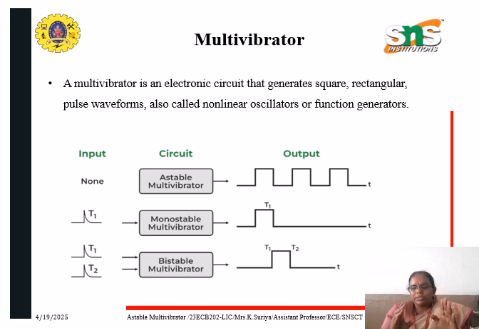Next one is bistable multivibrator. So in bistable multivibrator, you will be having two stable states. So the output will switch between the two stable states with the help of two trigger pulses. So when first trigger pulse comes, it will switch to the first state, and when second trigger pulse comes, it will switch to the other state.